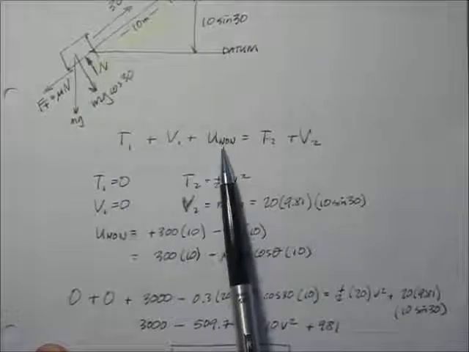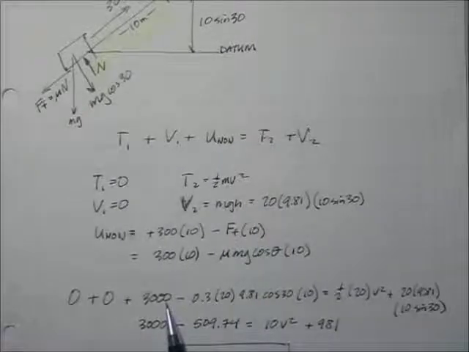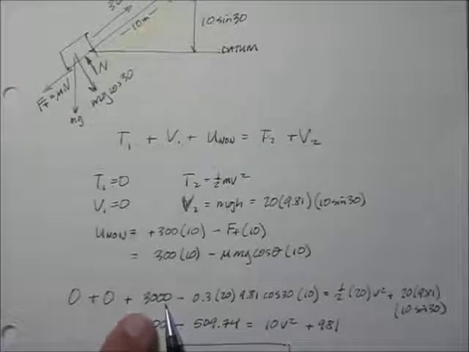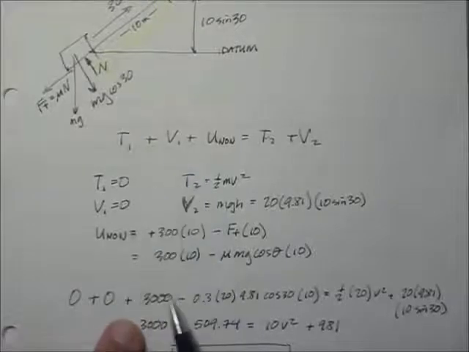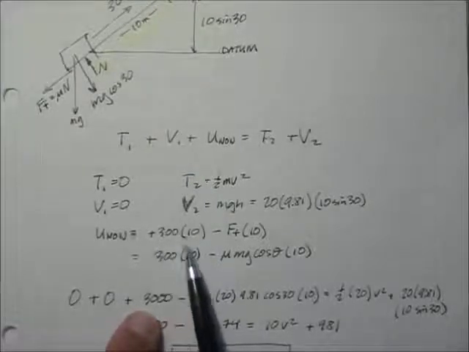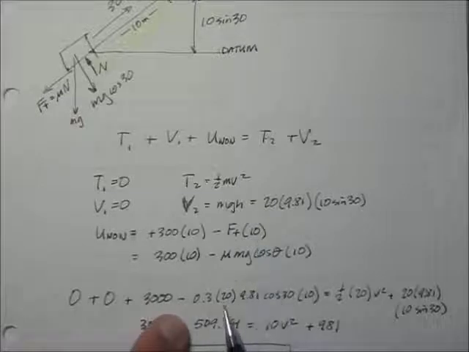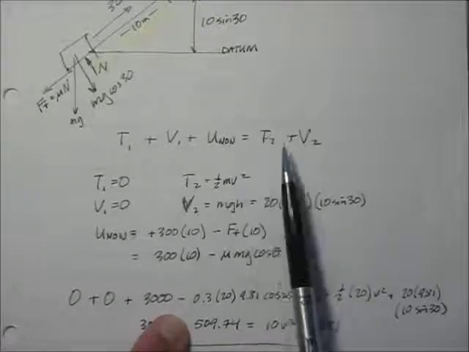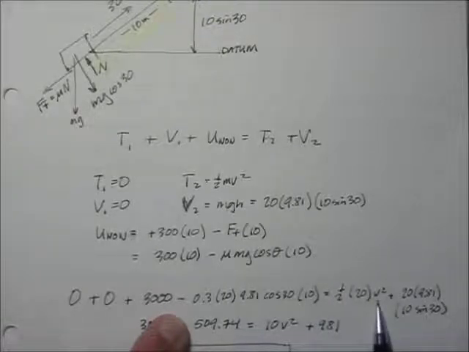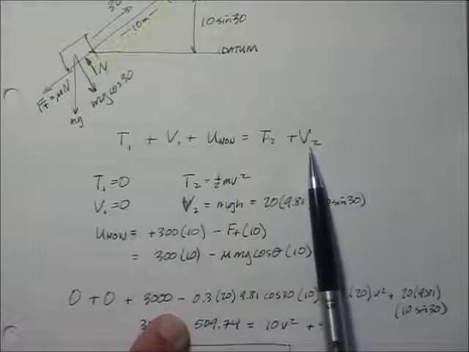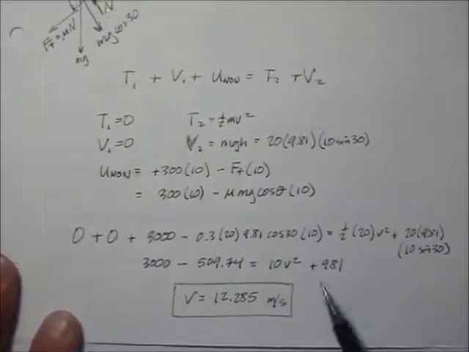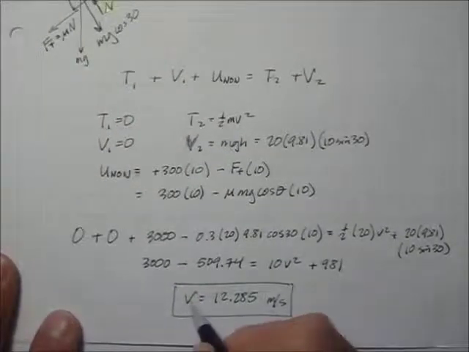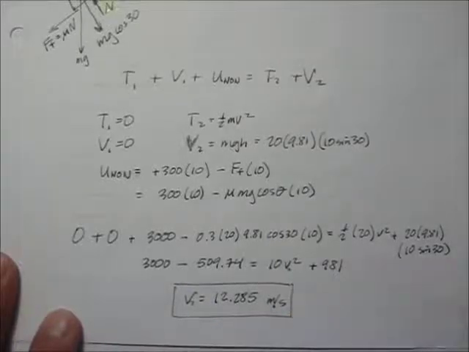We've got T1 plus V1 plus U naught equals T2 plus V2. So T1 is 0, V1 is 0, so this is going to be my U naught, which is 3,000, minus the force of friction, 0.3 times 20 times 9.81 cosine 30 times 10. That's going to be equal to my T2, so it's 1/2 mv squared, but in this case I'm going to have a change in potential energy of mgh. Putting all those together, I can solve for my V2, my velocity at stage 2, as 12.285.